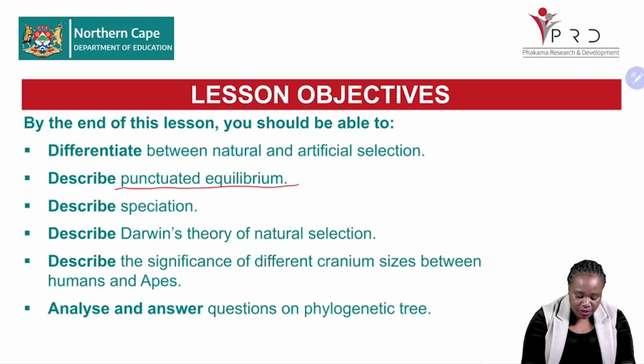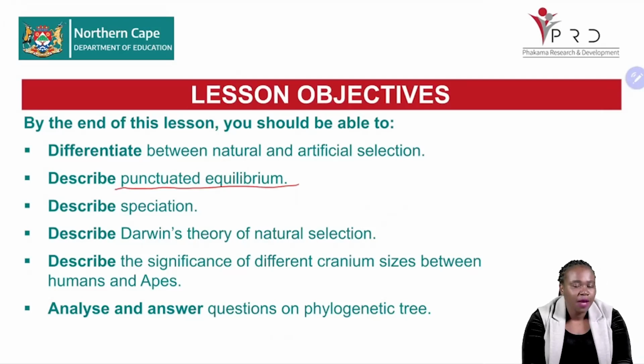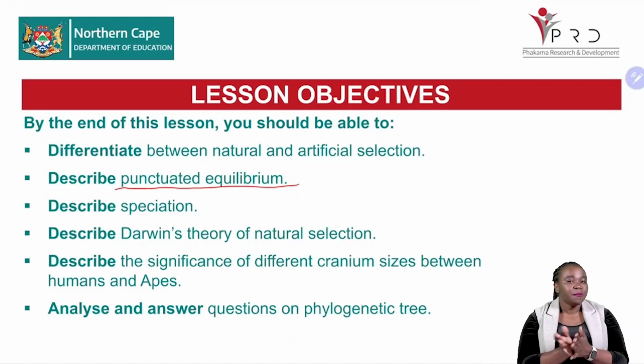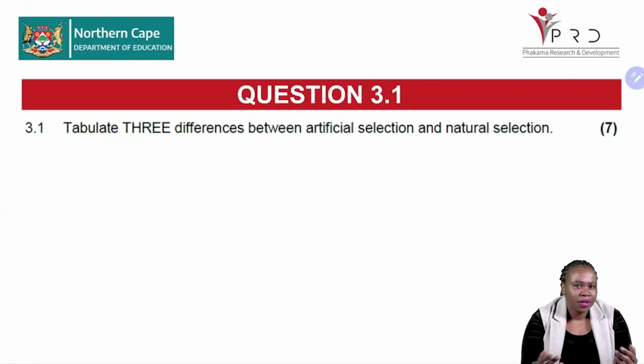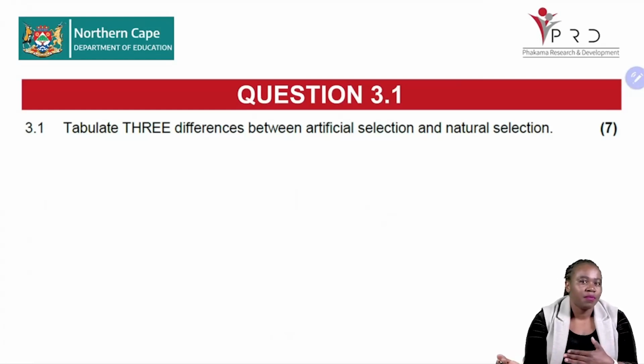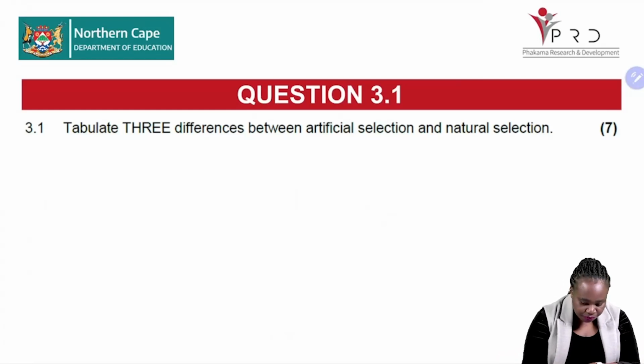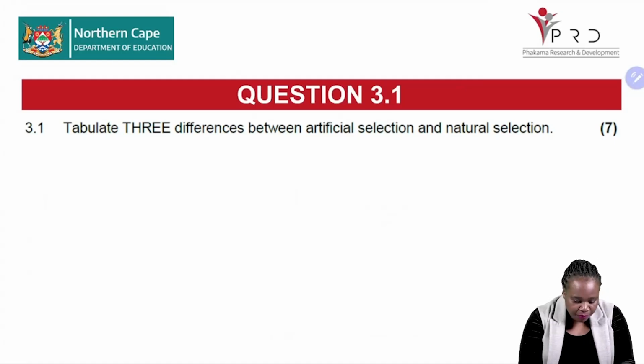And then the significance of the cranium sizes between humans and apes. You will be comparing the humans and the apes here. You can also just compare all the differences that they have. You should also be looking at the similarities as you are looking at these differences. And lastly, your phylogenetic tree, whereby you will be just tracing the development or the changes that are happening as evolution takes place. Right.